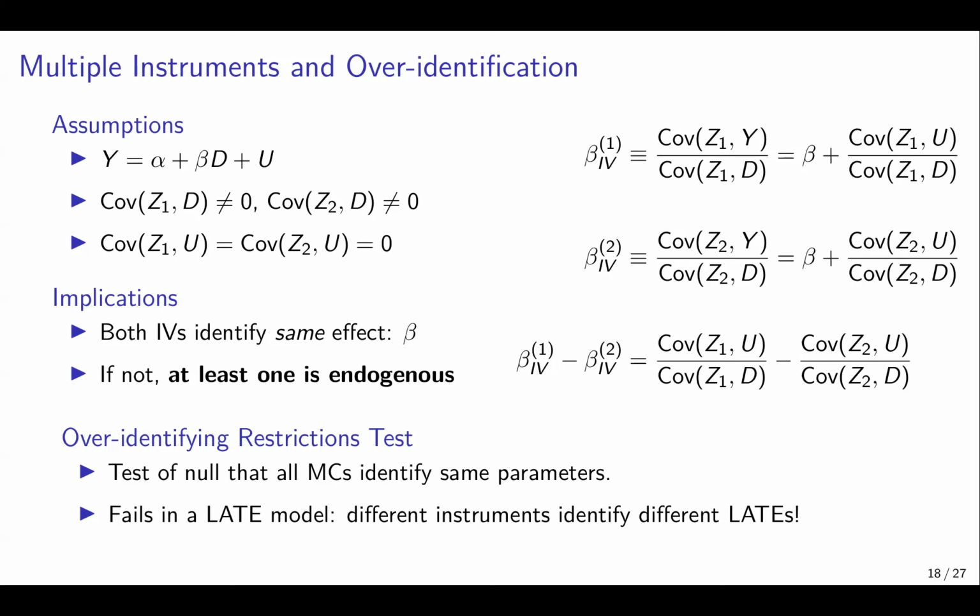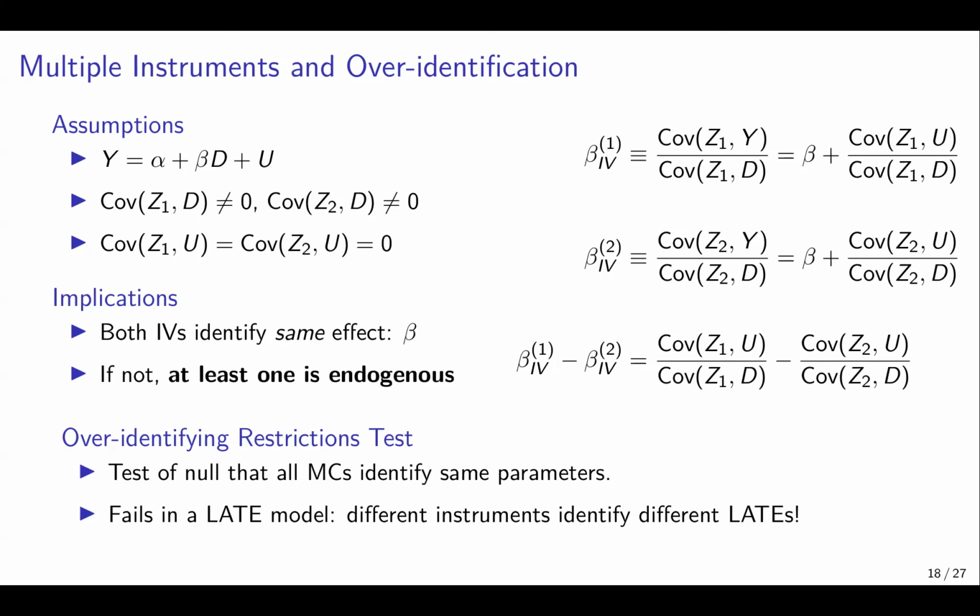So that test is a test of the null that all the moment conditions you have identify the same parameters. Now, here's the problem, however. We've been talking about LATE, and we talked about how different instruments could identify different LATEs.